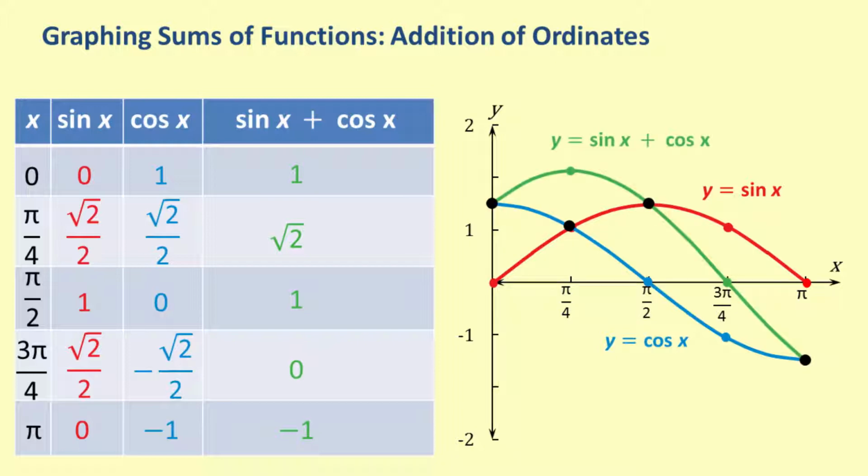This method for graphing a sum of functions is called the addition of ordinates because we add the corresponding y values or ordinates of each function in the sum to get the y values of the sum. This method can be applied to sums of trigonometric functions as well as other algebraic functions. Let's look at one more example.